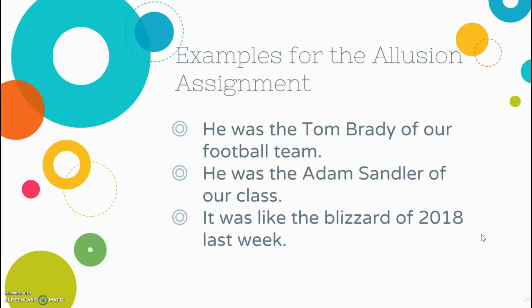Okay? I just want to give you a couple examples for the allusion assignment maybe. So, he was the Tom Brady of our football team, okay? Tom Brady is a fantastic football player, very well known. He's the quarterback. He's a leader, okay? So, if I was to say he was the Tom Brady of our football team, I'm implying that this person is really a leader. He could be quarterback, maybe not, but really a great leader and a great player, okay?